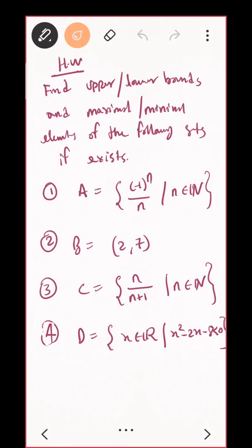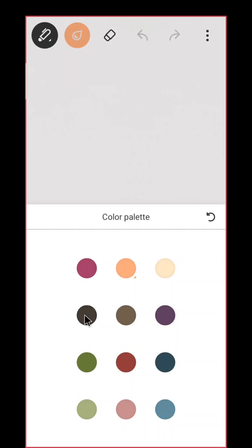See the first question. So, what is the homework? Find upper or lower bound or both if it exists, and maximum, maximal, minimal. Perfect. So let us quickly see all the problems. Is that okay? So what is the first question?